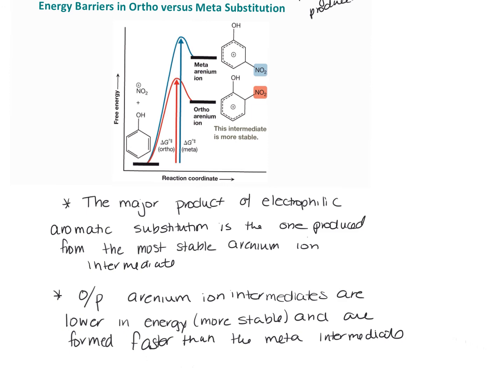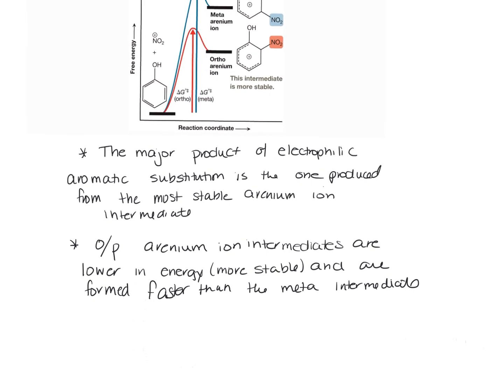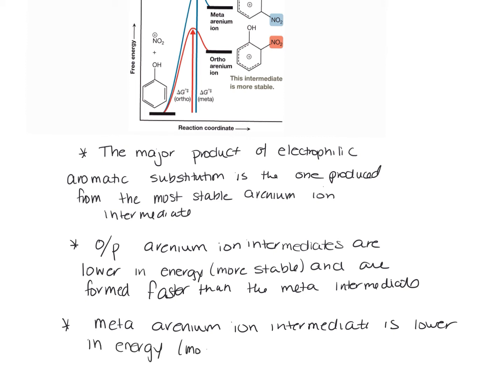Now the opposite is true of meta directors, which lead predominantly to the meta disubstituted product. When the meta director is attached to the benzene, the meta arenium ion intermediate is lower in energy, which means it's more stable and is formed faster than the ortho and the para.